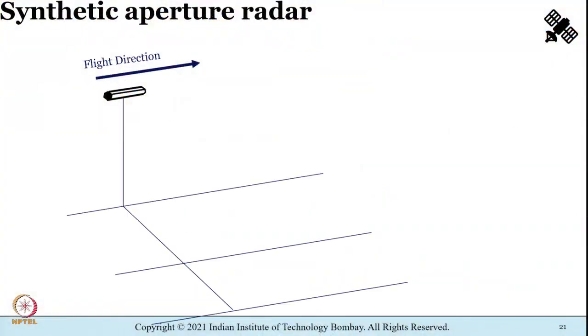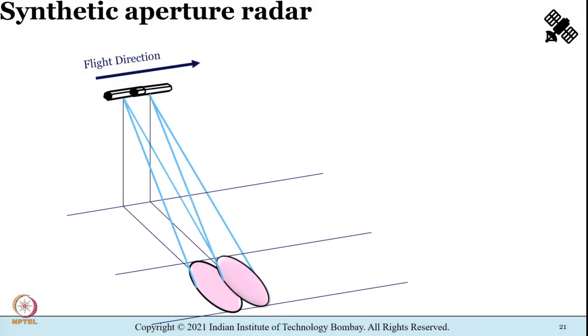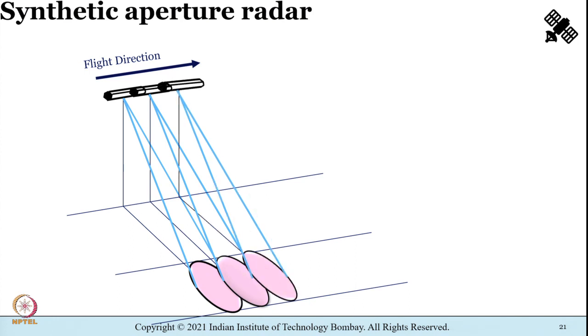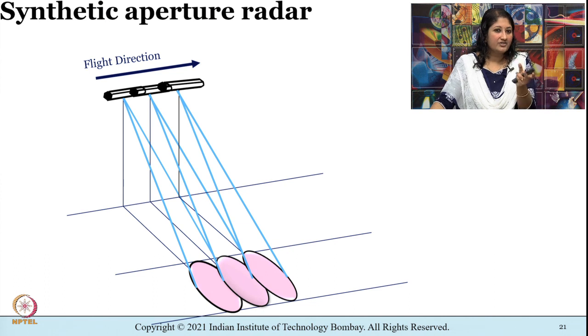So the spacecraft's forward motion is used along with signal processing techniques to simulate the existence of a long, large antenna. So what are we doing? An arbitrarily long antenna is synthesized by recording the echo or the signal as the satellite moves forward along its orbital track. And the results are combined with appropriate techniques, which we shall discuss later. But for now, I want you to understand how synthetic aperture radar functions.